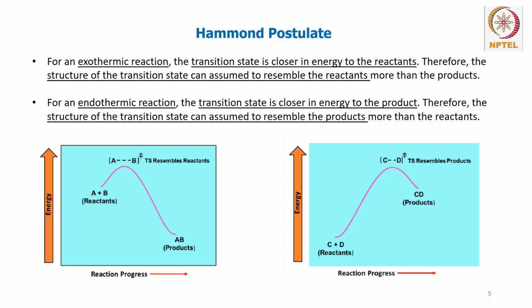Here the graph is given, where in the exothermic reaction the transition state is closer to the reactant and has more reactant character in itself, and in this case the transition state is closer to the product, so it has more product character in itself.